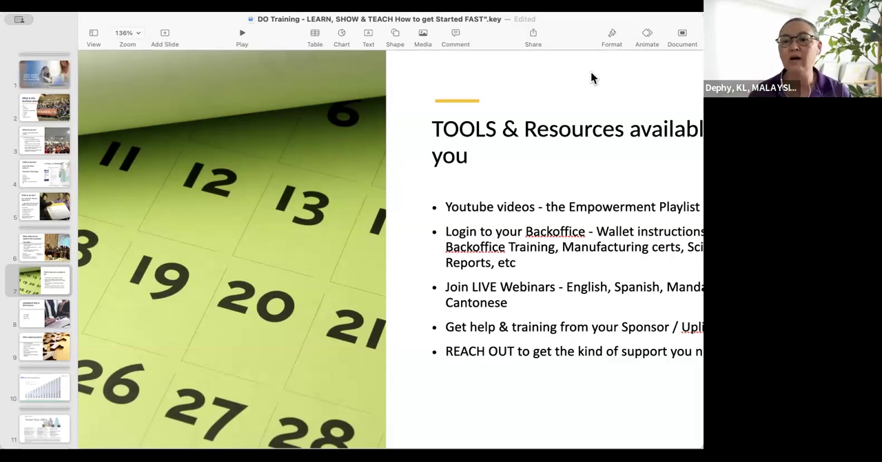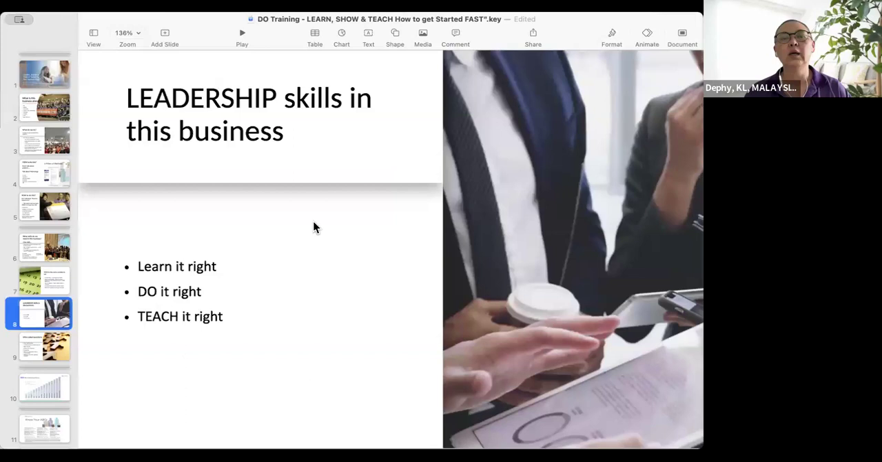Secondly, log into your back office. There's a bunch of really good stuff in there: wallet, manufacturing certs, back office training. There's a bunch of stuff available. I think people just need to make some effort in terms of using the tools and resources. We need to behave as if this is actually important. We need to spend a bit of time doing those studies on our own. So at this point, I think the how-tos and the what-tos at the very beginning, I have covered. I hope that's useful.